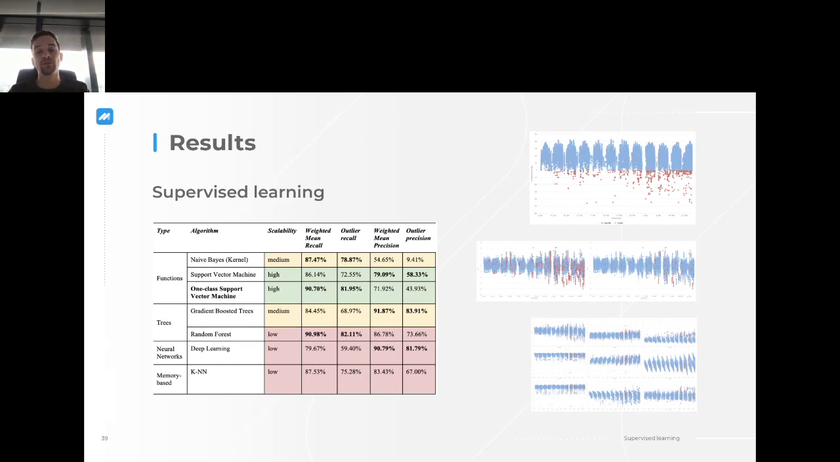And by using one class SVM, we managed to handle the problem of unbalanced classes. So we just learned the normal behavior, and then we were able to detect abnormal behavior. It's really interesting that one class support vector machine is also used for anomaly detection, and we even discovered some new anomalies while using this in supervised learning.